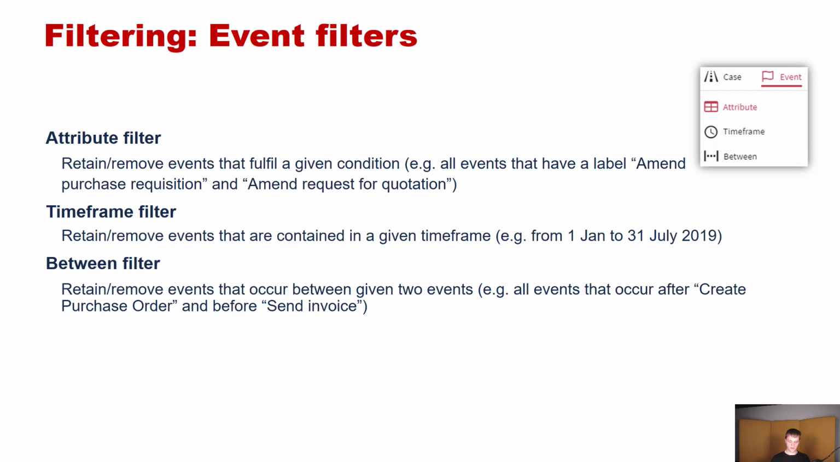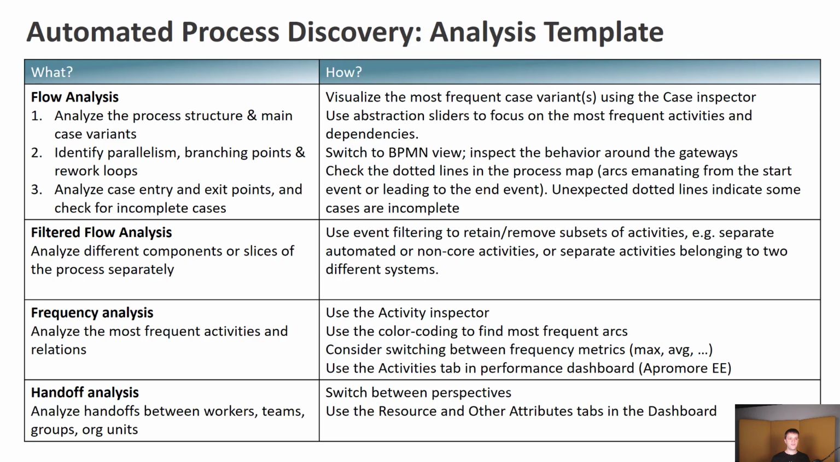And finally, since the automated process discovery is quite complicated, here is a small analysis template that pretty much applies to any event log that you are going to analyze. On the left-hand side, you can see what are the steps that you would normally like to do. For example, you would like to do flow analysis. This is analysis of the process structure and main case variants. Additionally, you want to identify parallelism, branching points, and rework loops, and analyze case entry and exit points.